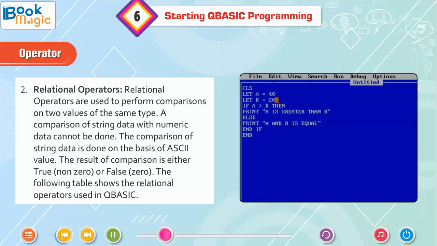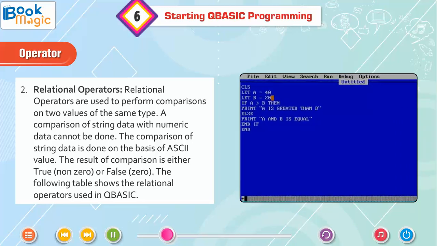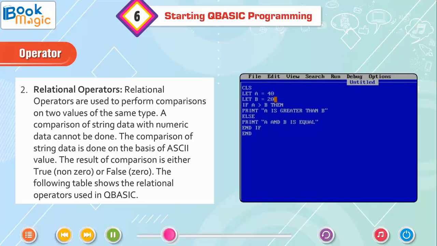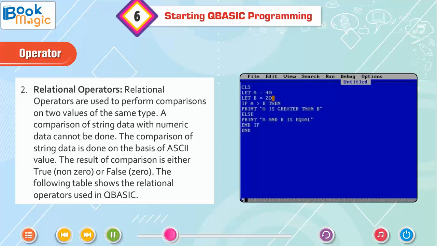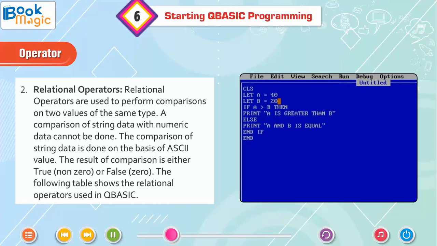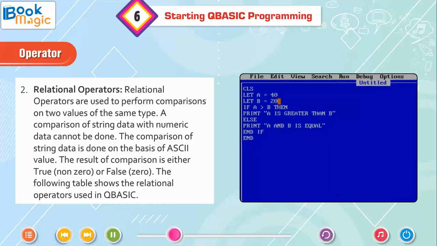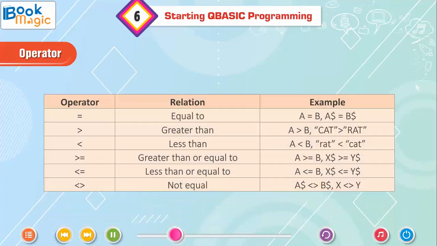2. Relational operators. Relational operators are used to perform comparisons on two values of the same type. A comparison of string data with numeric data cannot be done. The comparison of string data is done on the basis of ASCII value. The result of comparison is either true, non-zero, or false, 0. The following table shows the relational operators used in QBasic. Operator, relation, example: equal to, greater than, less than, greater than or equal to, less than or equal to, not equal.